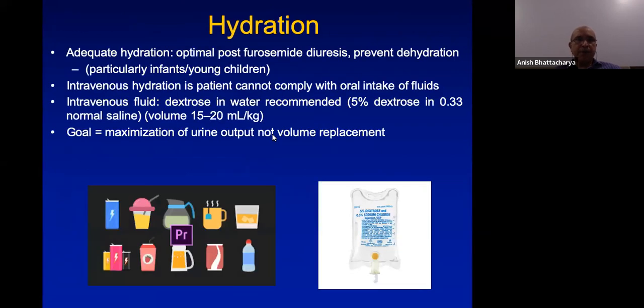So first, coming to the patient preparation. Now you have to ensure hydration. This is very, very important when you're doing a dynamic renal scintigraphy, or even when you're doing a static renal scintigraphy. Adequate hydration must be maintained, especially when you're using furosemide diuresis, to prevent dehydration, especially in infants and young children. You can use intravenous hydration. In fact, you have to use intravenous hydration if the patient is not compliant with oral intake of fluids. Dextrose in water is recommended. The goal is not volume replacement, but maximization of urine output. So ensure hydration. That is very, very important.